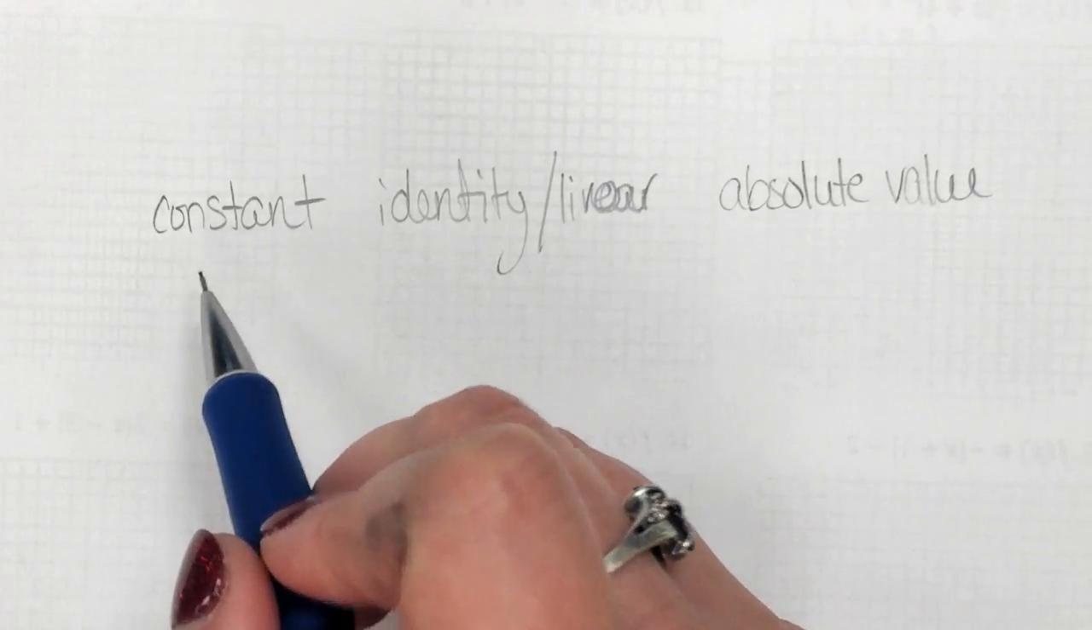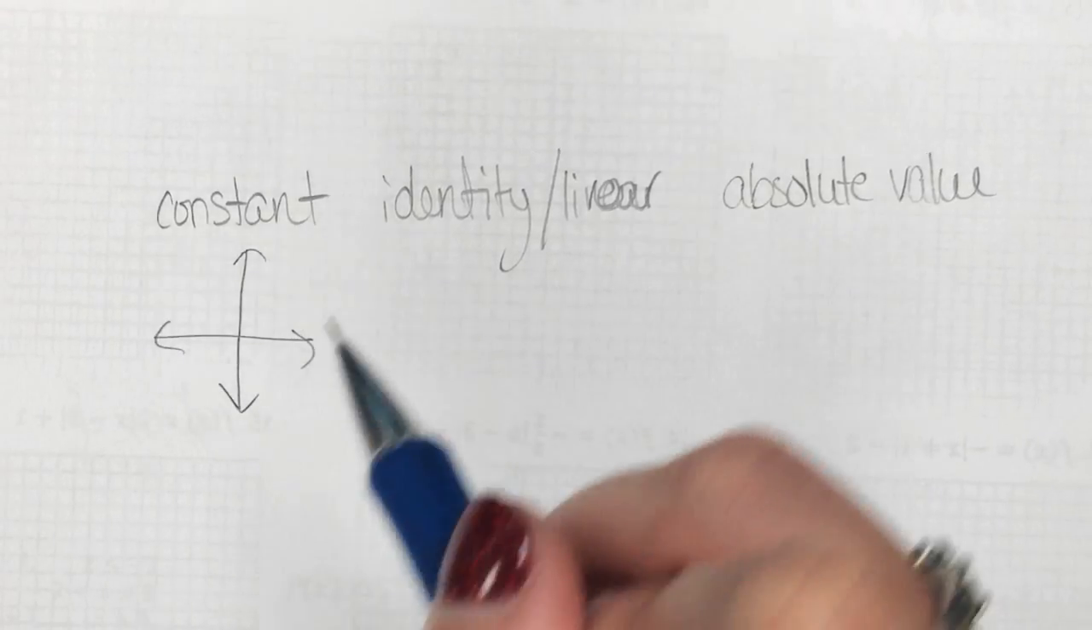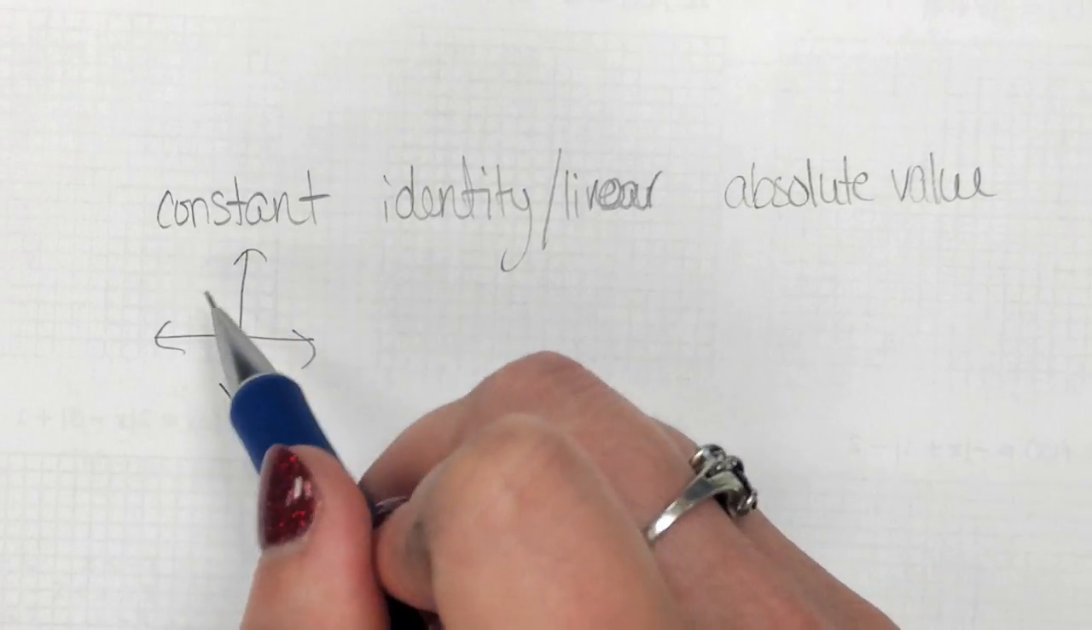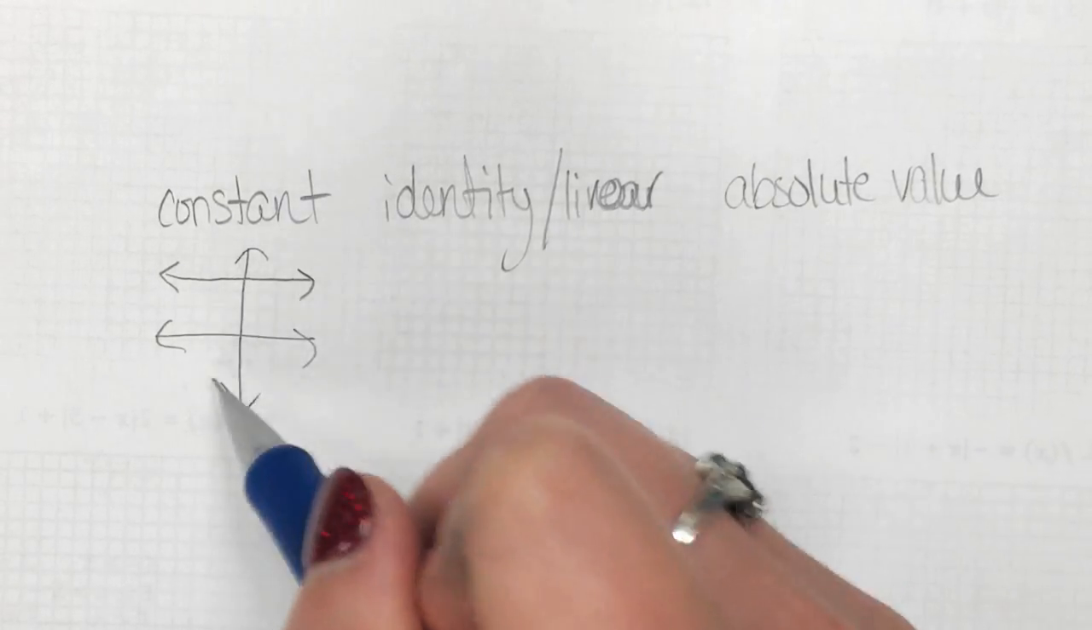So on your test, there's going to be 3 graphs, and it's going to say, identify the parent functions. So what is the graph of a constant? What does it look like? It just looks like a straight line. Vertically or horizontally? Very good. Most of the time you're going to see it horizontally, though, but it could be vertical.